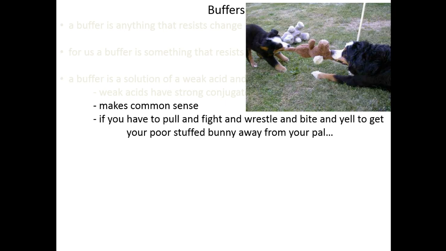In other words, if it took so much effort to get that proton away from me, because I never wanted to give it up in the first place, I was a weak acid, I'm going to gobble that proton back up again, speedy quick, if I have the chance to, making me a strong base.